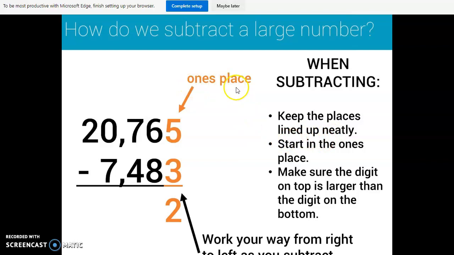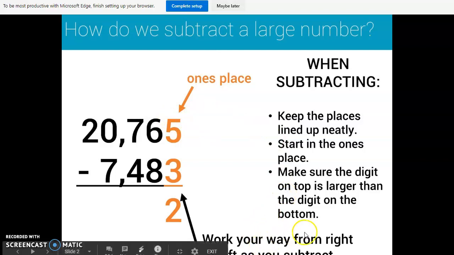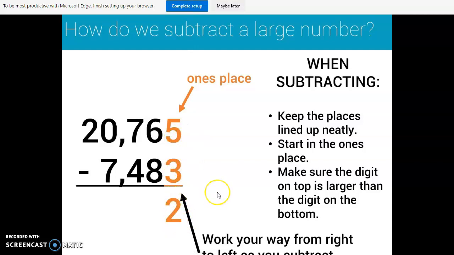We will always start in the ones place and make sure that the number on top is the greatest place value. You work your way from right to left when you subtract as well. So in front of you, you see that we have started in the ones place, and you are going to write this down. 5 minus 3 equals 2. So you bring down the 2 underneath. 5 is greater than 3, so you do not have to regroup here.